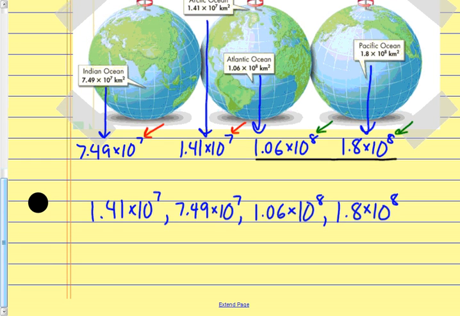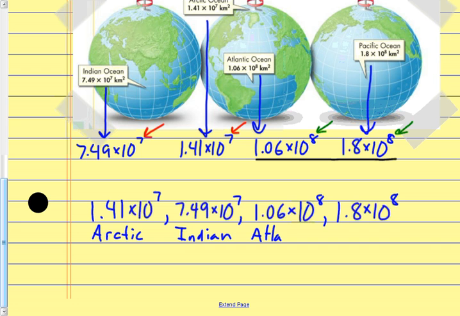Okay? So putting these in order, if we just go ahead and compare these, it looks like the smallest one was the Arctic. The next one was the Indian Ocean. And then the Atlantic. And then the last one was the Pacific Ocean. Okay, so again, when we're talking about the value of these, the exponent determines value more so than the number out front. Okay?